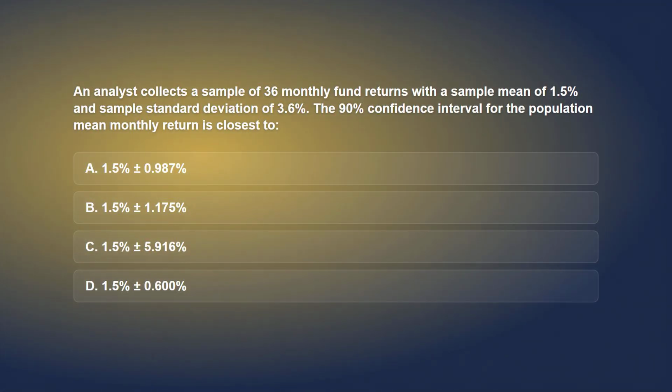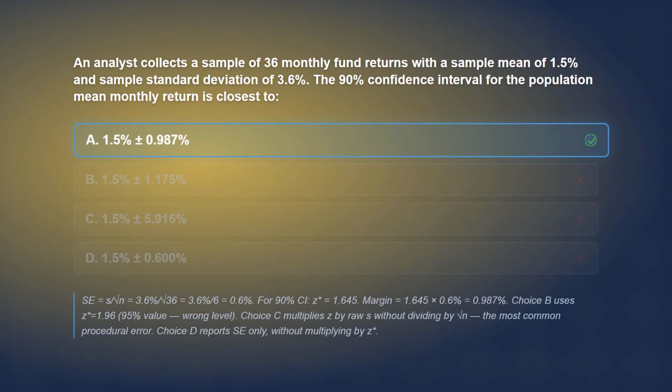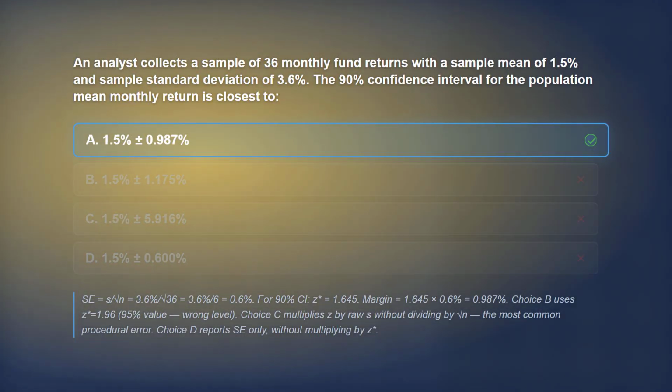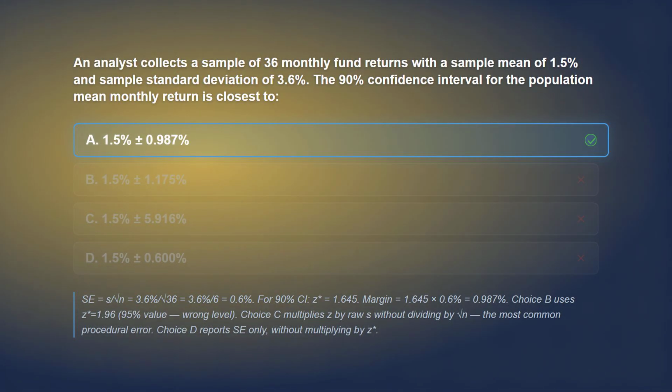The answer is A. Step 1. SE equals 3.6 over root 36 equals 0.6%. Step 2. 90% uses Z equals 1.645. Step 3. 1.645 times 0.6 equals 0.987%. Choice B uses Z equals 1.96, the 95% value. Choice C multiplies Z by the raw standard deviation without the root n step, the most common procedural error. Choice D is the standard error alone, without multiplying by Z.